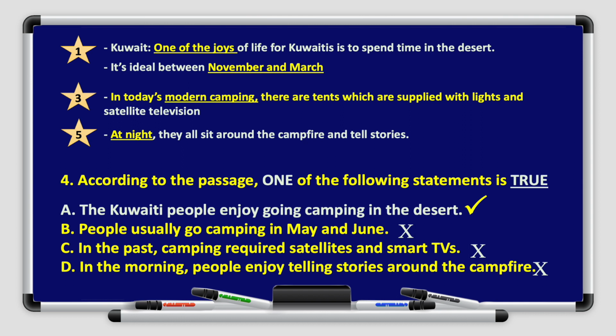So let's answer number 4. We just said that all of the statements are wrong except for one that is true. Before answering, let's go back to the sentences themselves. For example, we have paragraph 1 and paragraph 3 and paragraph 5. We have several sentences there. We would check if they are true or false and then choose the correct answer. So we have the answer here is A. Kuwaiti people enjoy going camping in the desert. And that is found in paragraph 1.